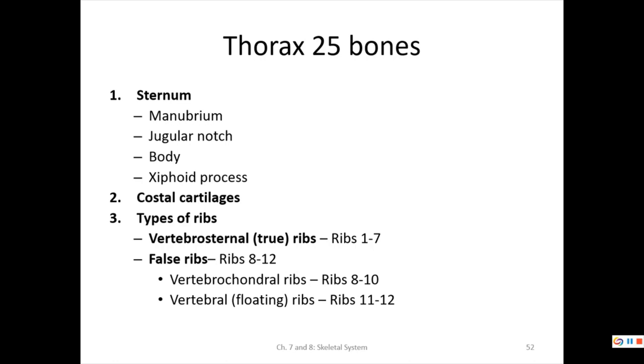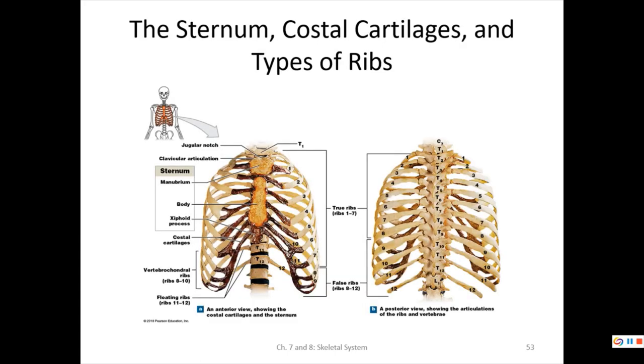Ribs 8 through 10 of the false ribs are vertebrochondral. Then floating ribs are the vertebral or floating ribs. And I'm going to ask those kinds of questions on multiple choice. So do know which rib numbers are what. That is something I'm going to ask you guys on a test.